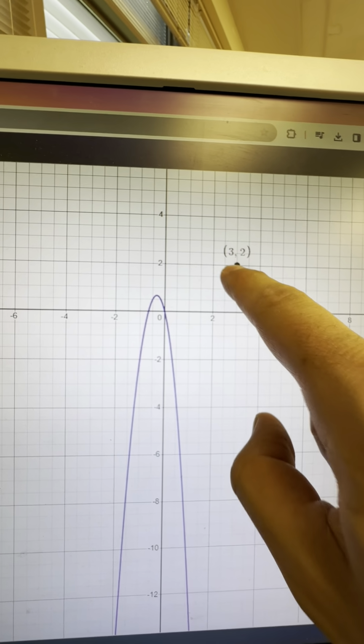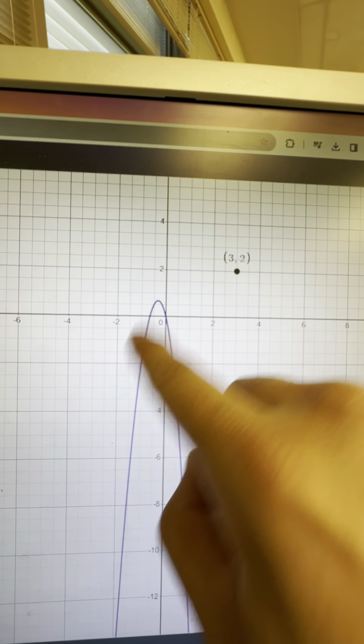Right, here's my line. This is not on the line. Therefore, this is not a solution. So this is the graphing way to check if your point is a solution or not. It's not on the line, so it's not a solution. So I'm just plotting another point, the point (0, 0).